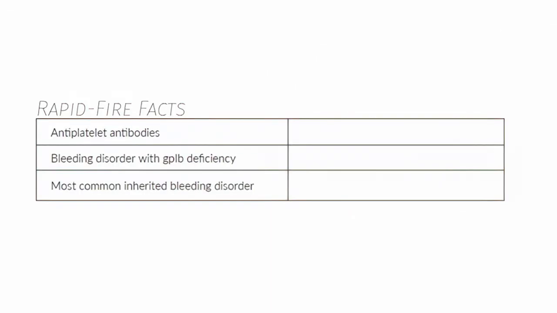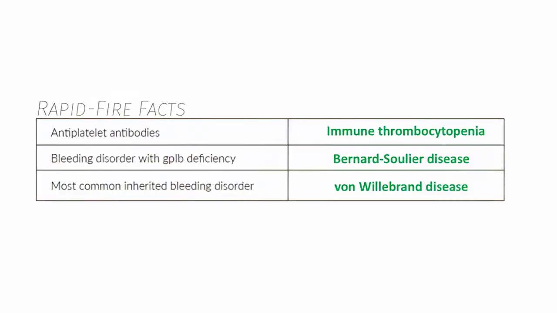So antiplatelet antibodies are associated again with immune thrombocytopenia. Bleeding disorder with glycoprotein 1b deficiency is Bernard-Soulier disease. And the most common inherited bleeding disorder is von Willebrand disease.